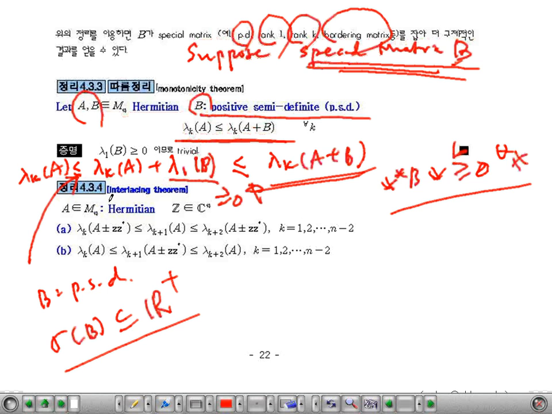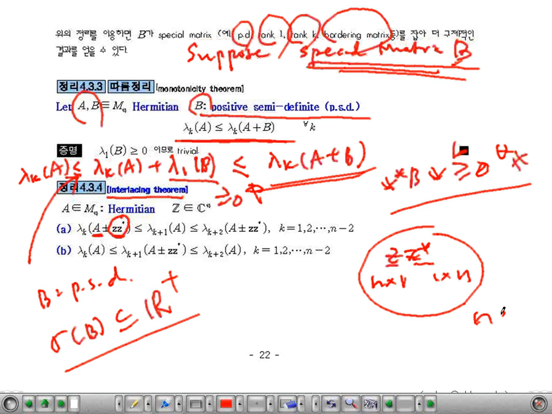And next, the interlacing theorem. Here, you should understand that A is a matrix, and this is a product of two vectors. That is, this is n by 1, and this is 1 by n. So this is an n by n matrix of rank 1. So this is a rank 1 matrix, and now we are thinking about rank 1 matrices.